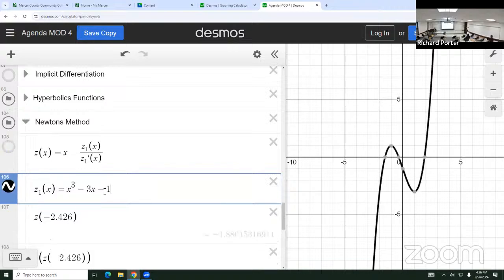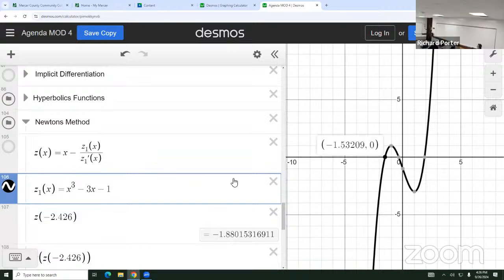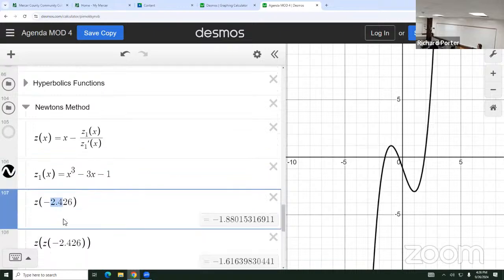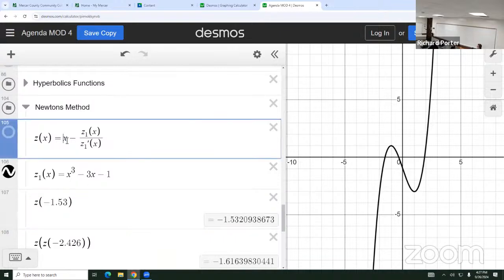Hold on, I'm going to change that function. Okay. How many zeros do you see? 3. So let's start with the same guess that we have, minus the other one here, which is minus 1.53. So we'll start with minus 1.53. And so that means if you put that into Newton's method, so if you plug in minus 1.53 here and here, you end up with minus 1.53209.